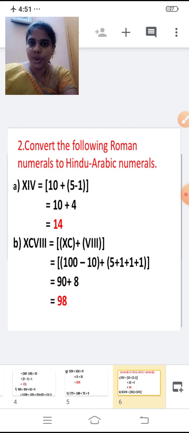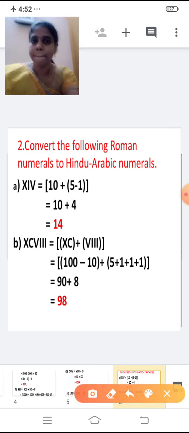Convert the following Roman numerals to Indo-Arabic numerals. Now, it has been given in Roman numerals. Now, we are going to change that into Indo-Arabic numerals. What do you mean by Indo-Arabic numerals? Numbers from 1 to 9 are Indo-Arabic numerals, right? Shall we see the first one?